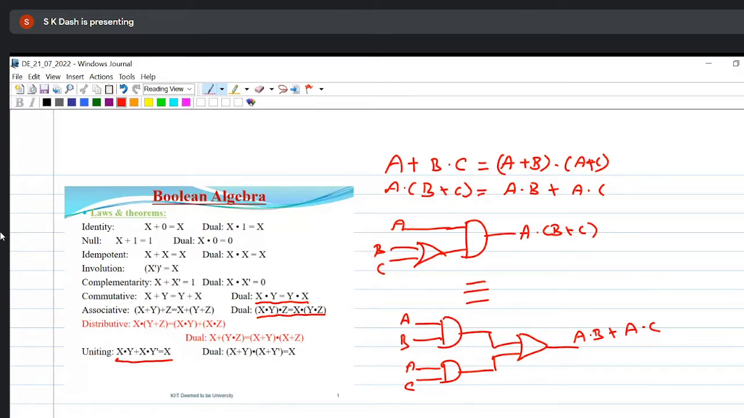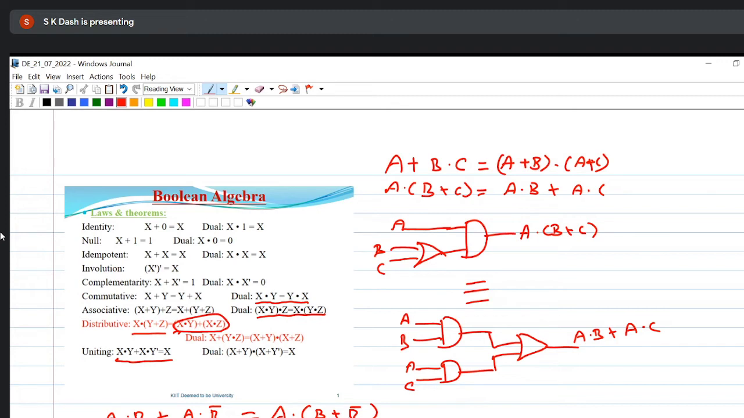Next is uniting. So in uniting what happens? A dot B plus A dot B bar. If it is A dot B plus A dot B bar, what can we do? We can apply distributive. As per distributive, we can write A dot of B plus B bar.